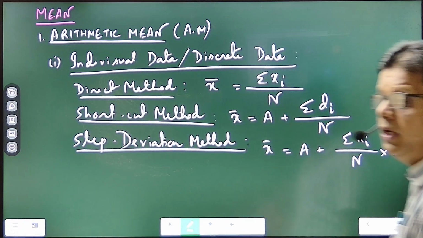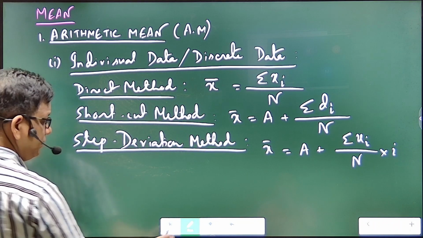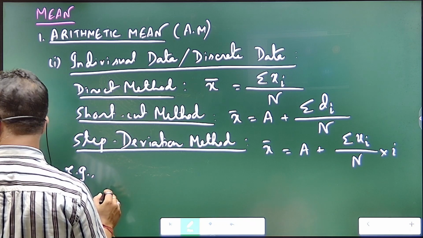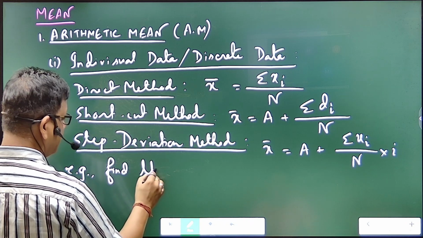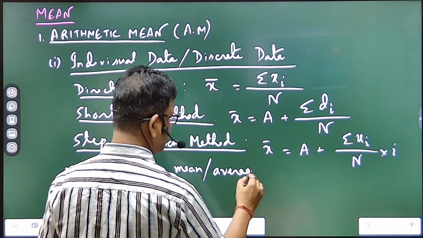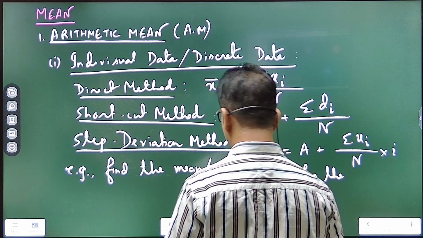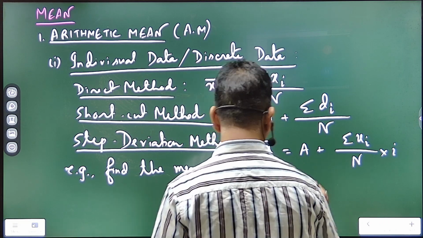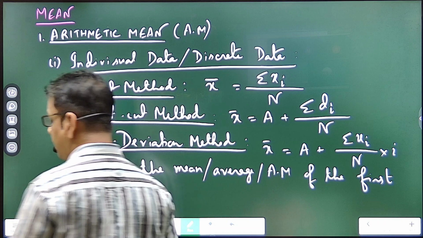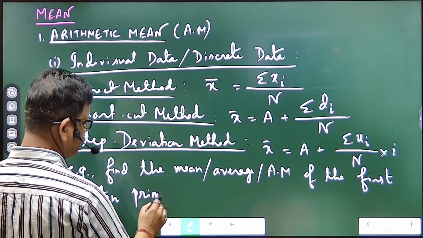Now I won't do all three methods. I'll just explain what the method is, and you can get the same arithmetic mean by using any of the methods. Suppose the question comes like this: find the mean. They give only mean, sometimes average, sometimes arithmetic mean, AM, of the first 10 prime numbers.